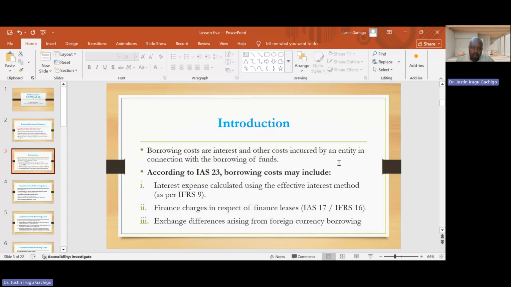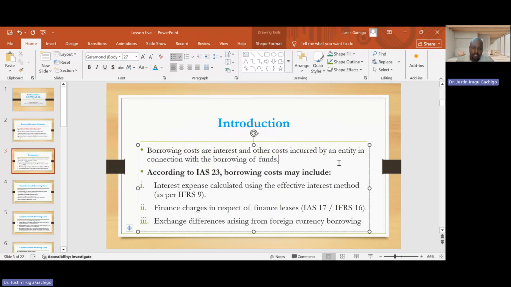According to IAS 23, borrowing cost may include, one, interest expense calculated using the effective interest method, that is as per IFRS 9, which is the one which guides the impairment of receivables, loans, etc. Finance charge in respect of finance lease as per IFRS 16. So previously it was IAS 17, which was replaced by IFRS 16.